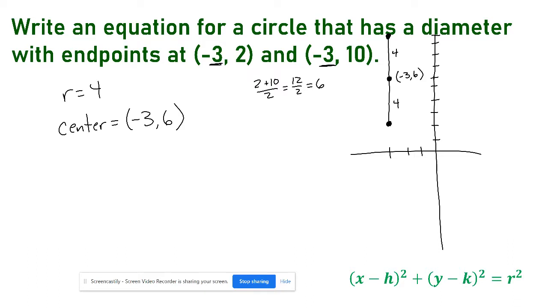Now I can write the equation. So I've got x, we'll do +3 squared, plus y -6 squared equals 4 squared. So equals 16. So there's that one.